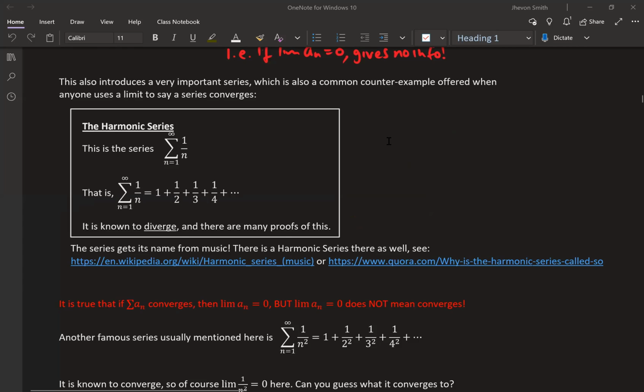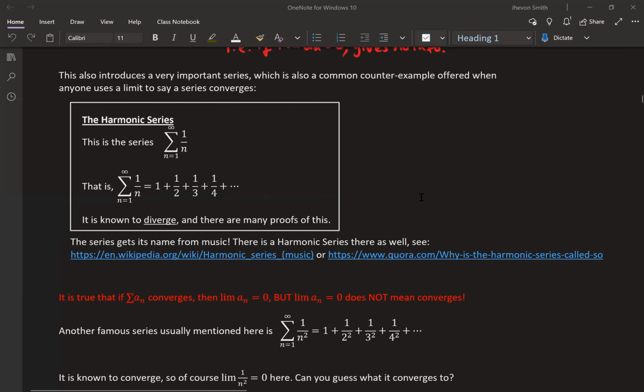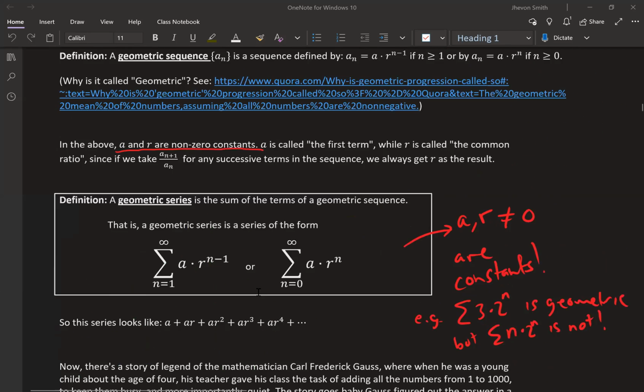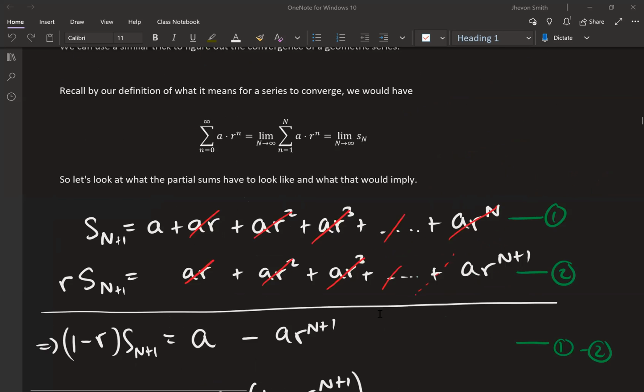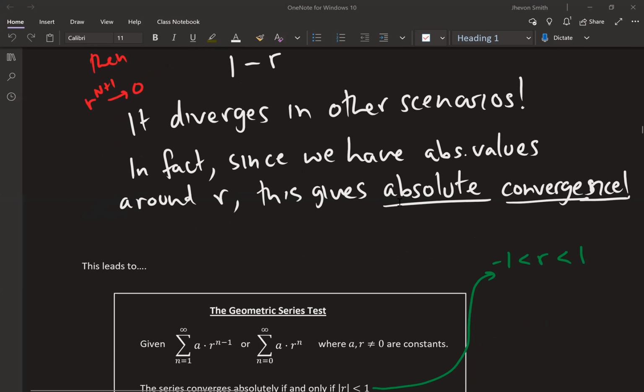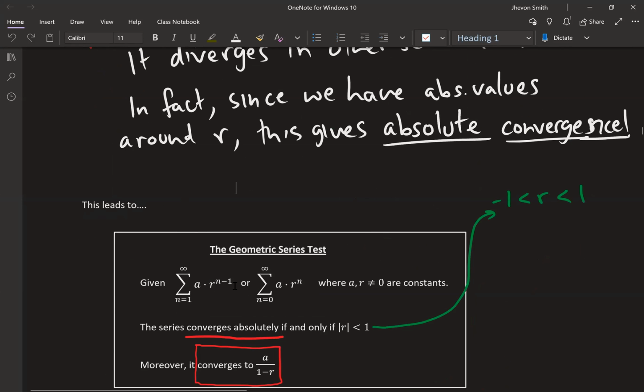We also spoke about the harmonic series with one specific example. We also spoke about the geometric series test, which is applied to geometric series, which are the ones defined here. And we looked at when those converge. We also saw that they converge absolutely. And absolutely just means they converge with absolute values put around the sequence terms.